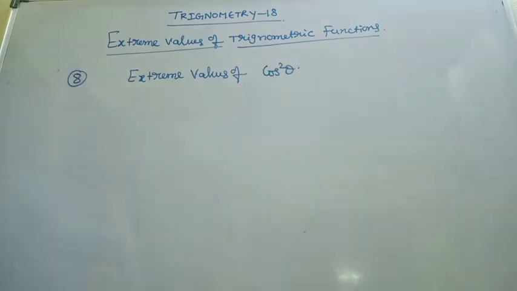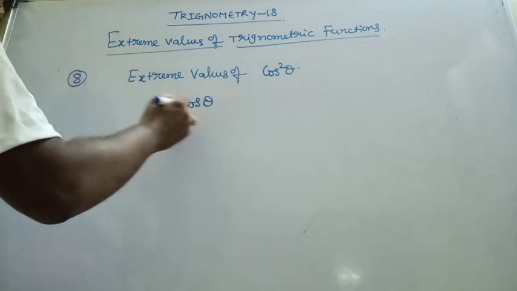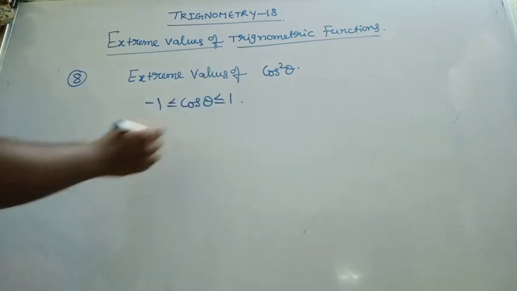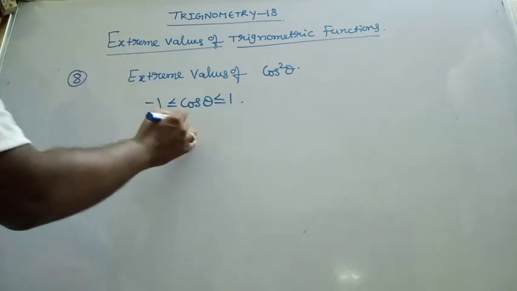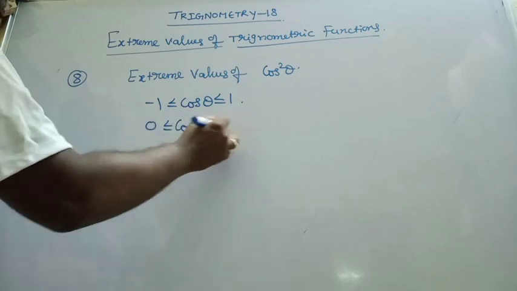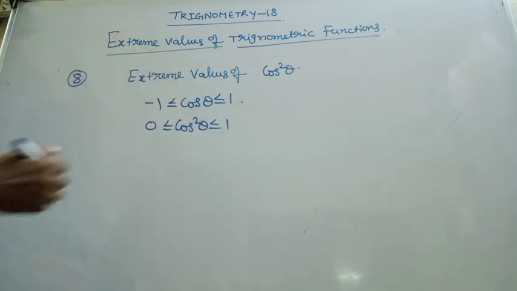Right? Now in the same way, the extreme values of cos square theta, the 8th one, if you discuss, the same logic will be applied, as you know that cos theta is lying between -1 to 1. When the same logic applies like sin theta, when we are doing squaring, cos square theta will lie between 0 and 1. The negative values will be transformed into positive values.